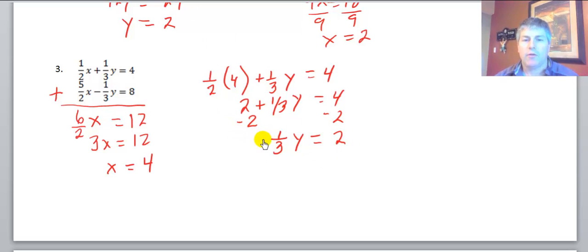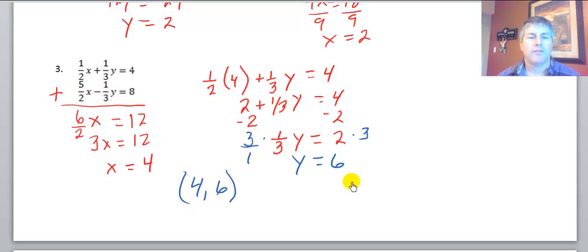Well, I need y, so I'm going to multiply both sides by the reciprocal of 1/3. I'm going to multiply by 3, our property of reciprocals. So that would give us y equals 6. So the ordered pair for our solution is 4, 6. And I'll leave the check to you.